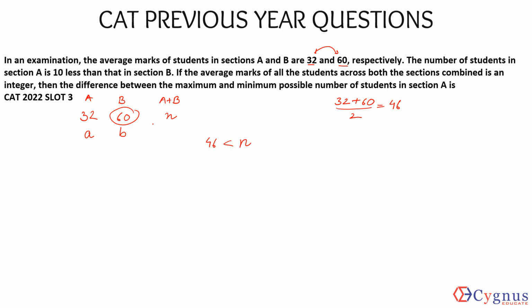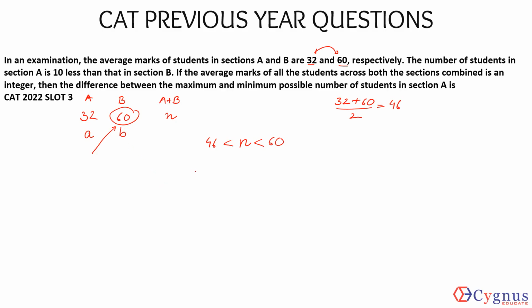It would be equal to 46 when the number of students in A and B are equal. But the contribution of section B is more than the contribution of section A. That's why the average will be more closer to the 60. So the average has to be more than 46 and less than how much? Less than 60 because the average of second section is 60. Yes or no? Now, how do we calculate the number of students?